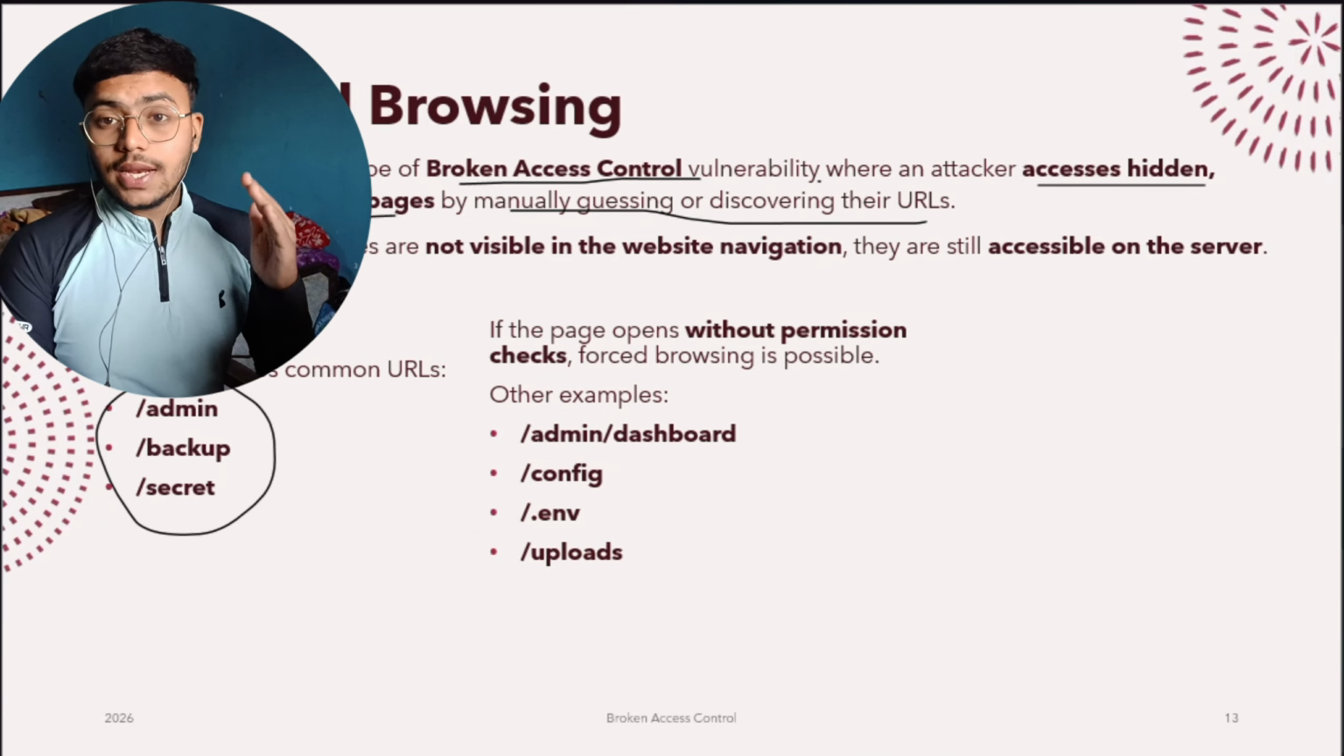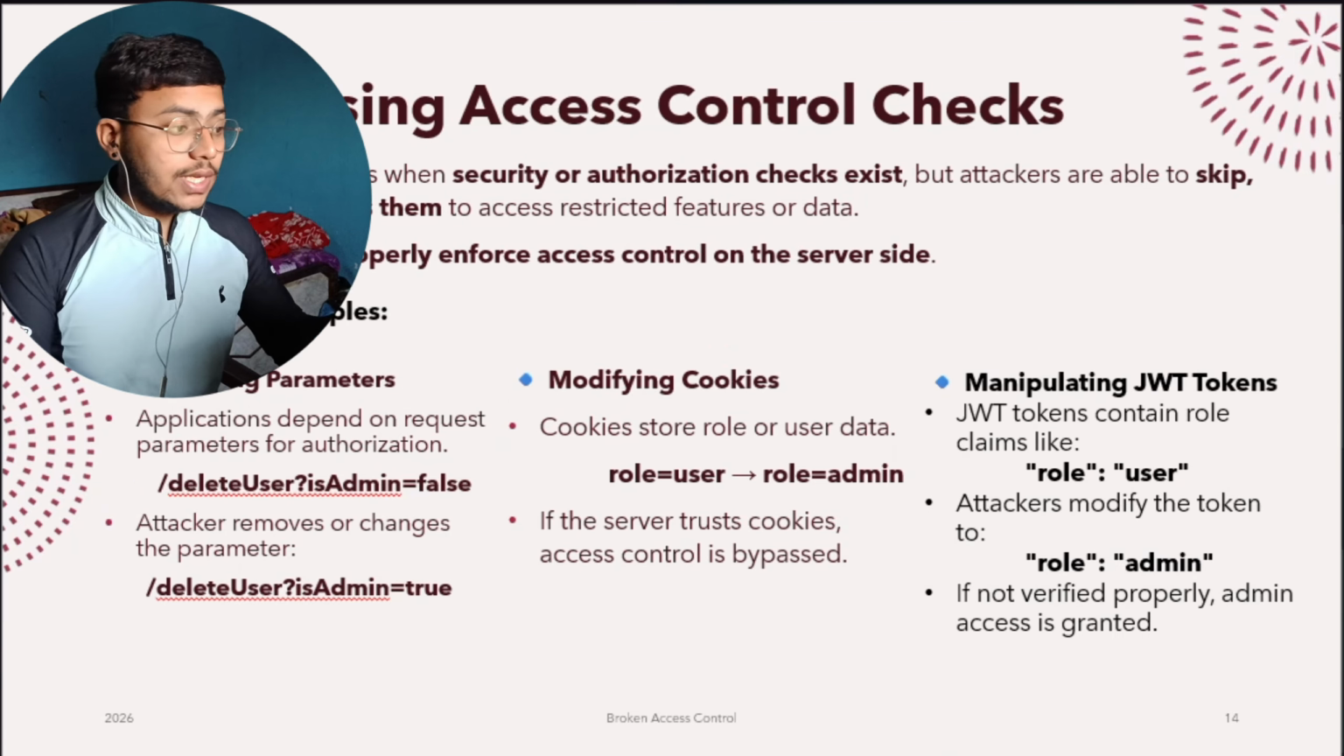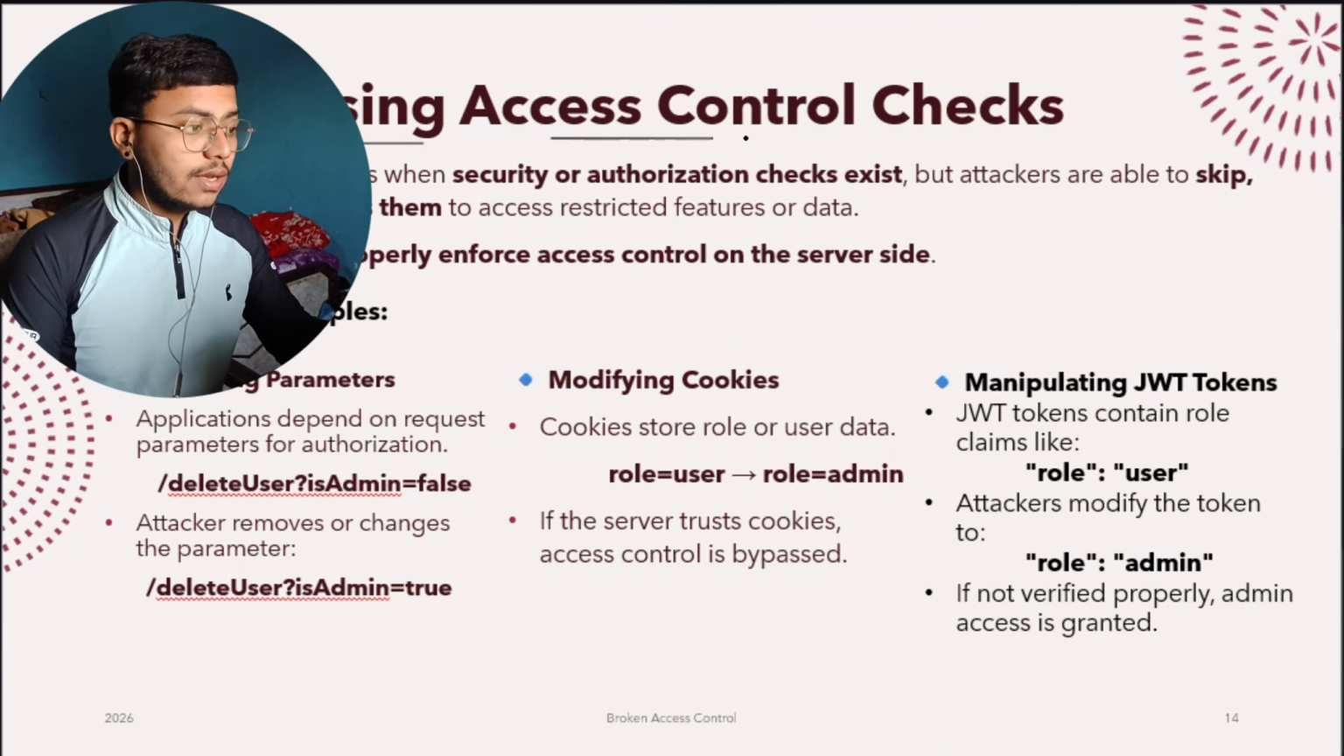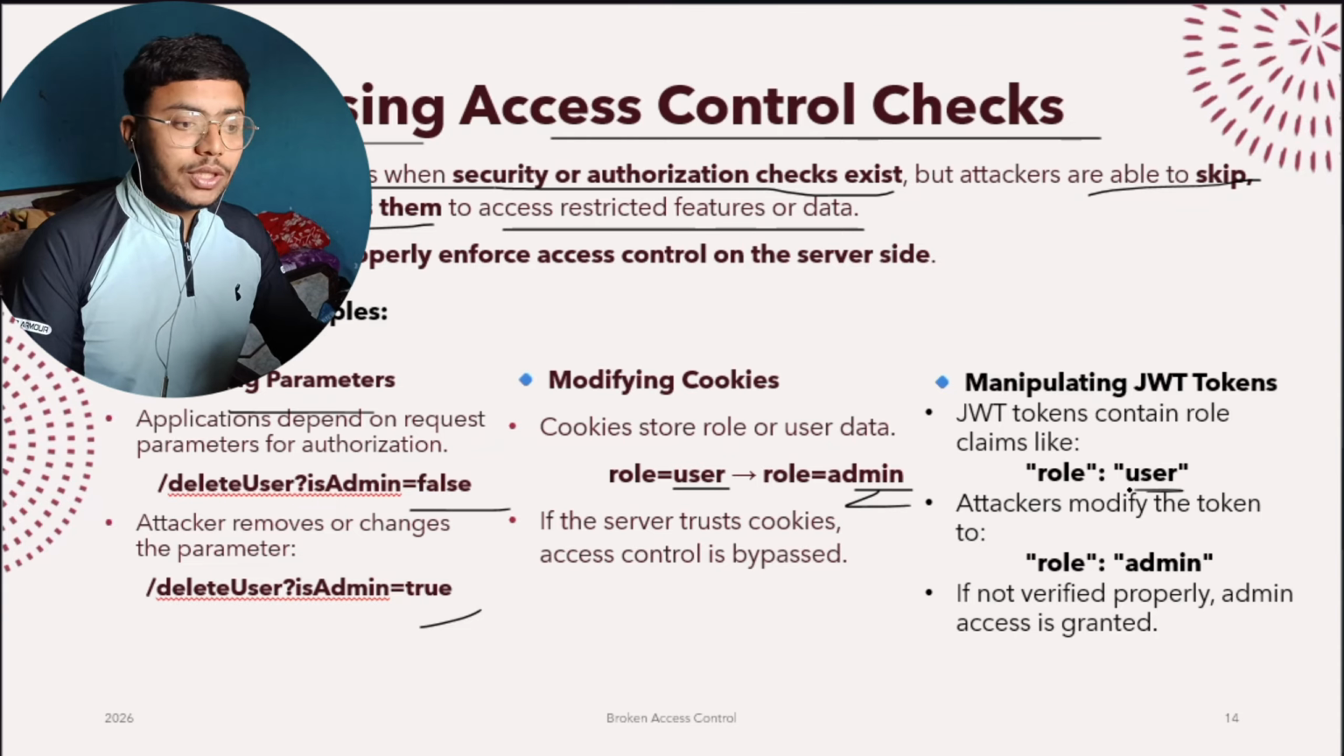Now the fifth and last type of broken access control is bypassing access control checks. The vulnerability occurs when a security or authorization check exists, but attackers are able to skip, manipulate or bypass it to access restricted features or data, like changing a parameter from false to true, modifying cookies from role user to admin, or manipulating a JWT token from role user to admin.